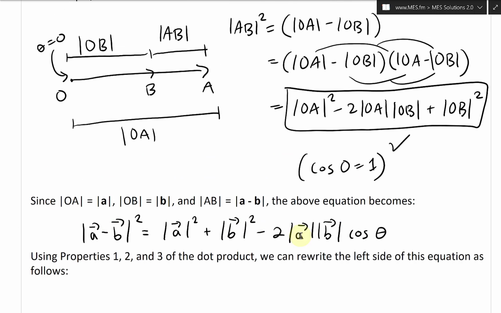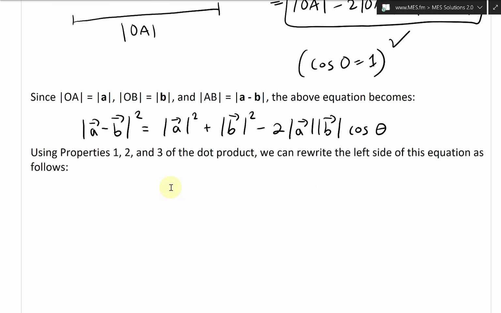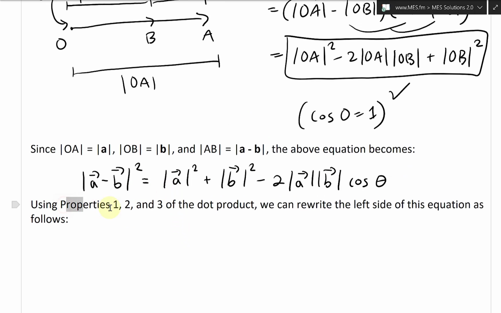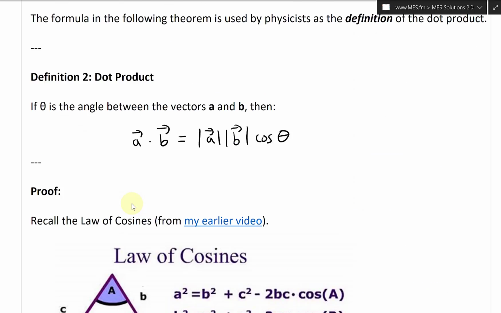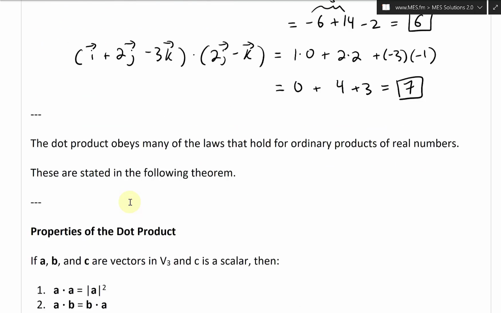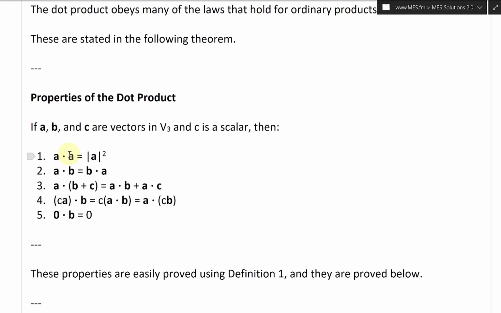All right, so now that we have this set up here, what we're going to do is use properties 1, 2, and 3 of the dot product, we can rewrite the left side, so this part right here, of this equation as follows. So let's just recall our properties. So we have this property here, A dot A is equal to the length of A squared. And this next one, you could rearrange these sides, and the FOILing one out is property 3.